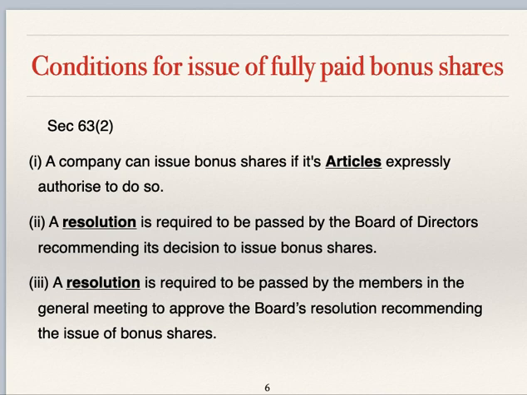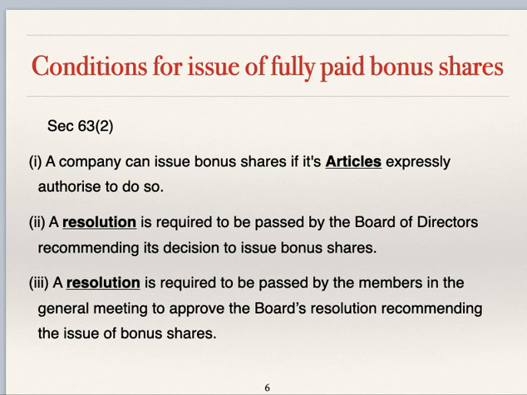As per first condition, for the purpose of issue of fully paid bonus shares, it requires authorization of articles of association. Second condition, it requires a resolution to be passed at the board meeting for recommendation of bonus shares. And as per third condition, it requires a resolution to be passed at the general meeting of members for approving the board of directors' recommendation.